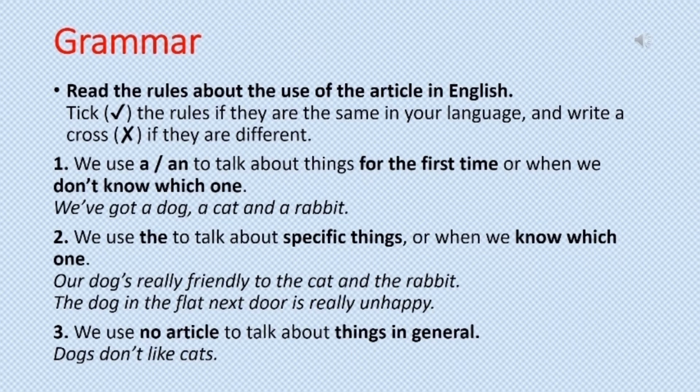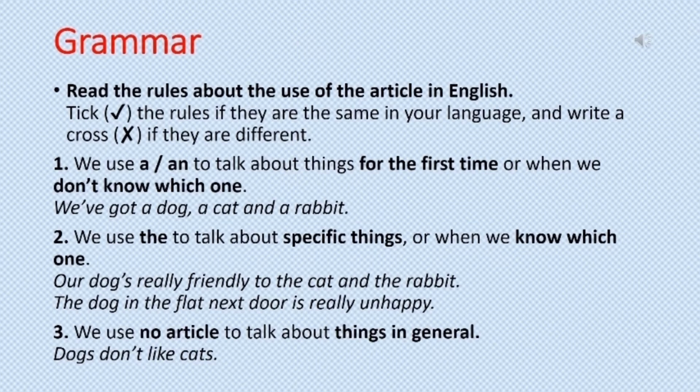We use a, an to talk about things for the first time or when we don't know which one. Good. So, when we mention something for the first time, we use a or an. For example, we got a dog, a cat, and a rabbit. Now, rule number 2. Who can read this one?